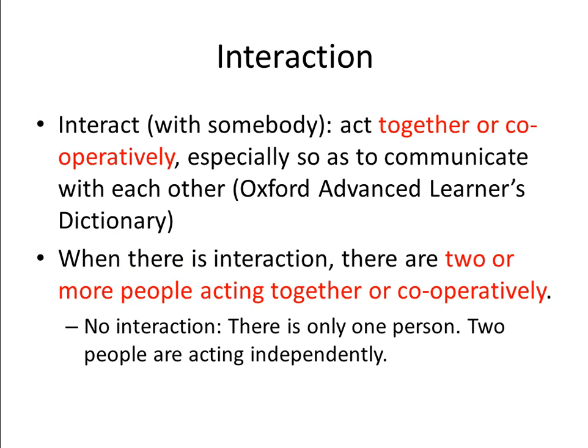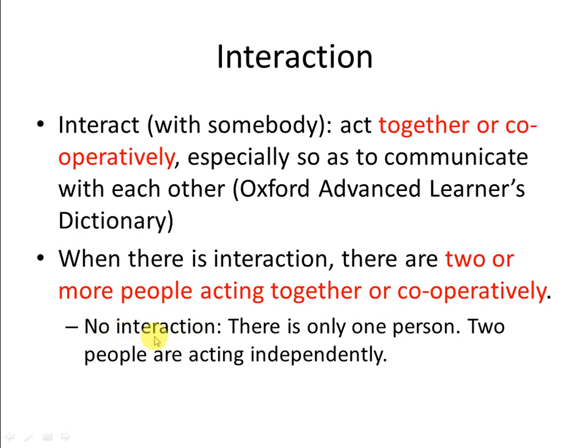Okay, what is interaction? Do you know this word, interaction? To interact with somebody means to act together or cooperatively, especially so as to communicate with each other. This is given by the Oxford Advanced Learner's Dictionary. So when we say interaction, there should be two or more people, and those people are acting together or cooperatively.